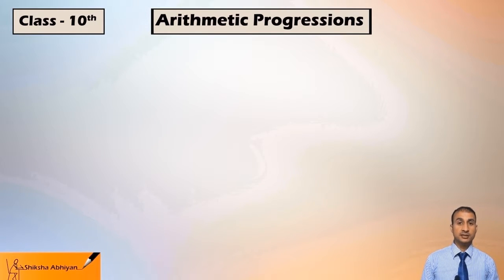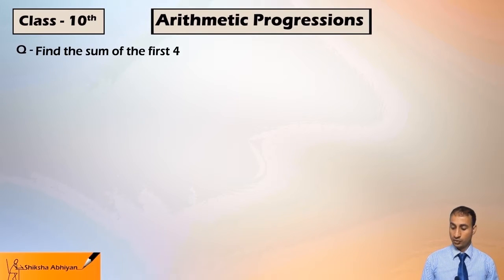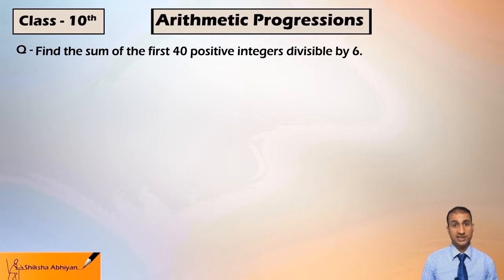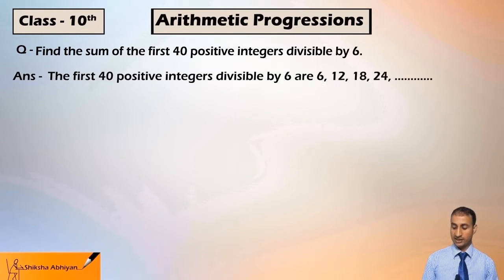Student, question is find the sum of first 40 positive integers divisible by 6. यानी फर्स्ट 40 पॉजिटिव इंटीजर जो 6 से डिवाइड होते हैं उन सब का सम हमें यहाँ पर फाइंड आउट करना है. सबसे पहले हमें देखना होगा कि कौन से ऐसे पॉजिटिव इंटीजर हैं 40 जो 6 से डिवाइड होते हैं. सो द फर्स्ट 40 पॉजिटिव इंटीजर्स डिविजिबल बाय 6 आर.